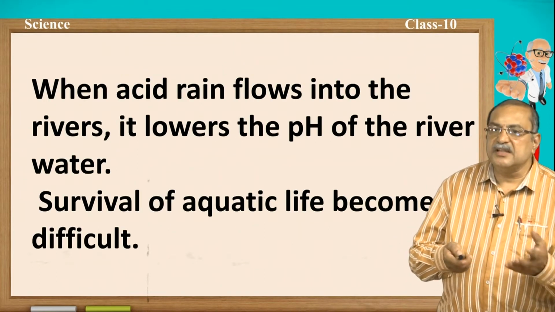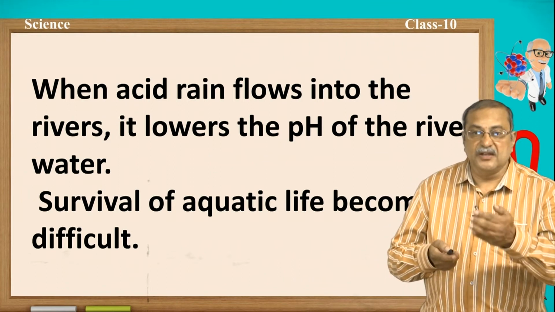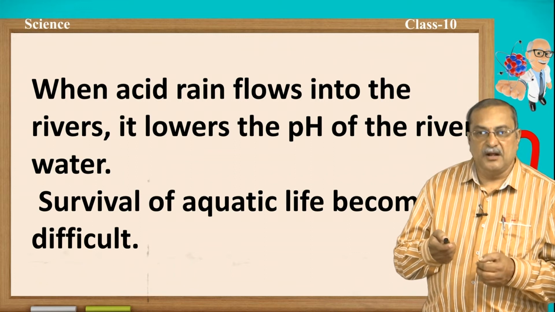So, when acid rain flows into the rivers, what will happen? The pH value of the river is going to be reduced. At that time, survival of aquatic life becomes very difficult. Aquatic life means fauna and flora. Fauna means animals, flora means plants. They cannot survive in such conditions, it is very difficult. Even for other animals, if they drink it, it is dangerous because it is more acidic in nature. So, it causes several diseases also. So, acid rain should be avoided.